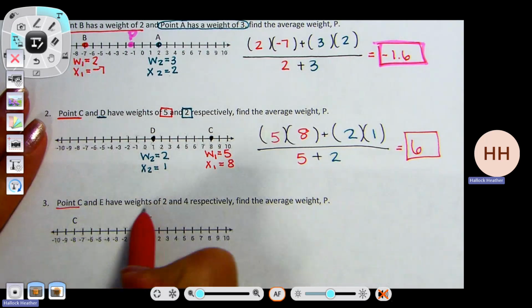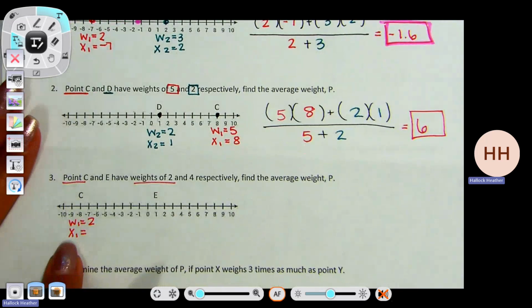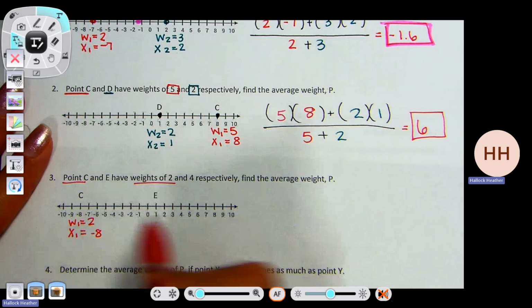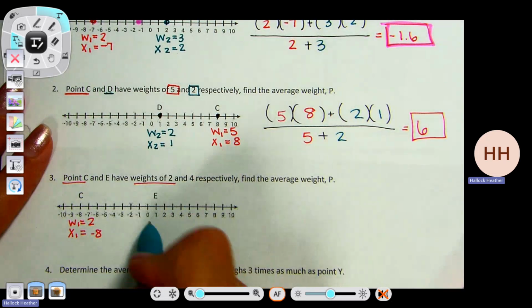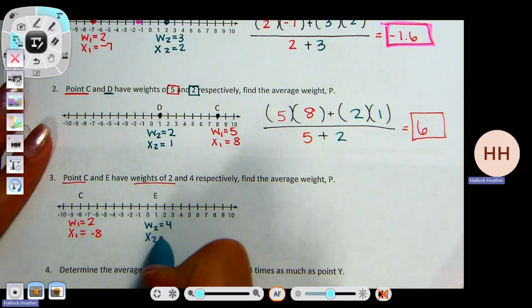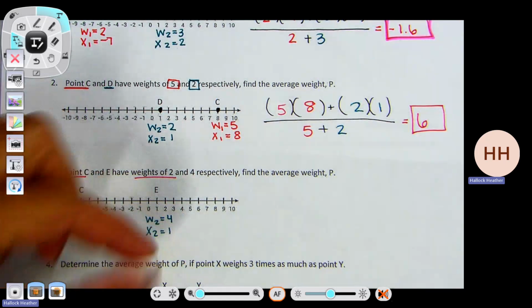So C has a weight of 2. I'm going to call that one weight 1. It technically doesn't matter if you put 2s next to these. This is -8. This one over here will have a weight of 4, and its location is at 1. As long as 2 and -8 are multiplying together and 4 and 1 are being multiplied together, you can reverse it in the formula. It doesn't matter, as long as these 2 are together and these 2 are together.